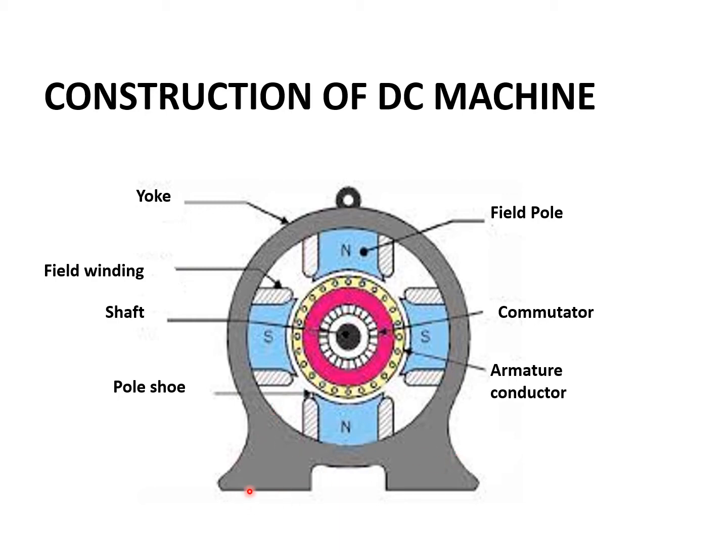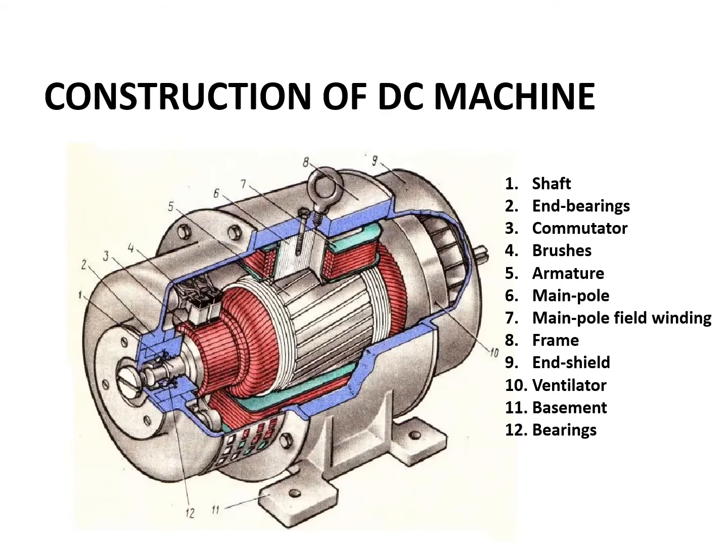This is the stand by which the machine can be placed on the ground, and finally this is the hook. So this is the construction in an easy view. Now we will discuss another cross-section view of the construction in more detail. So this is the construction of a DC machine.